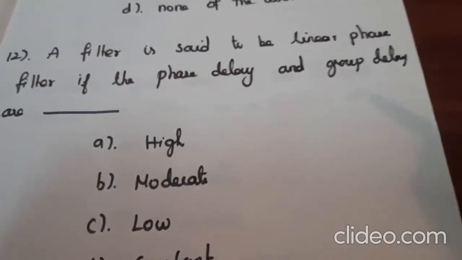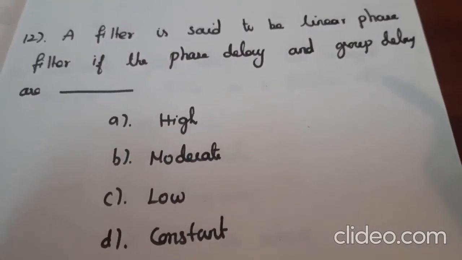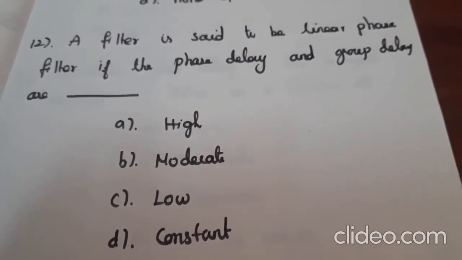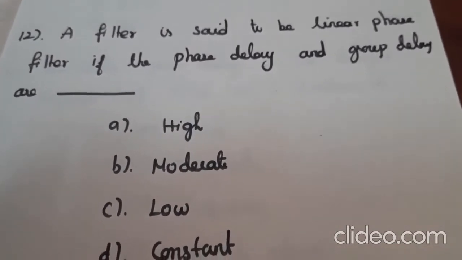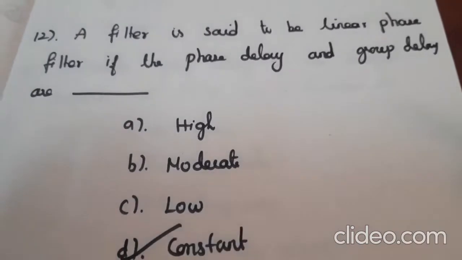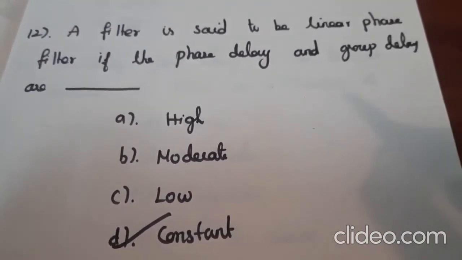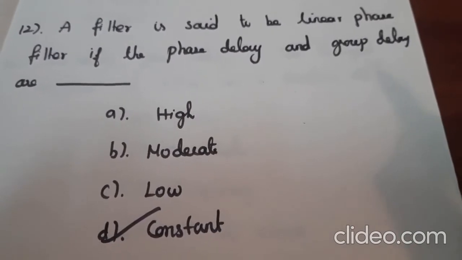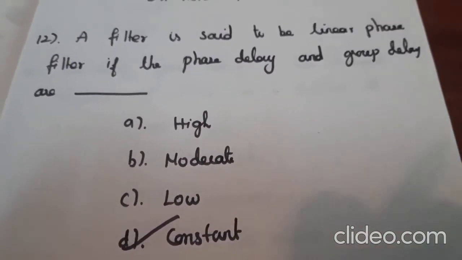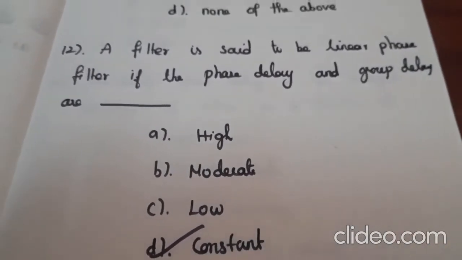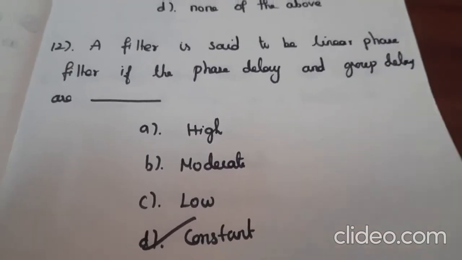Next question, a filter is said to be a linear phase filter if the phase delay and group delay are constant, and h of n is equal to plus or minus h of m minus 1 minus n. So here the answer is D.